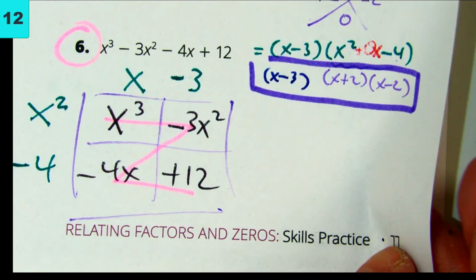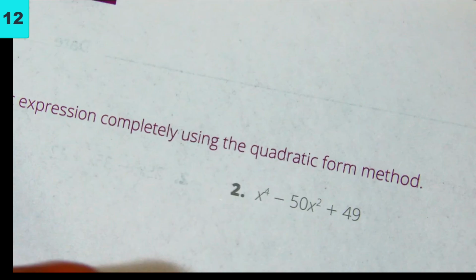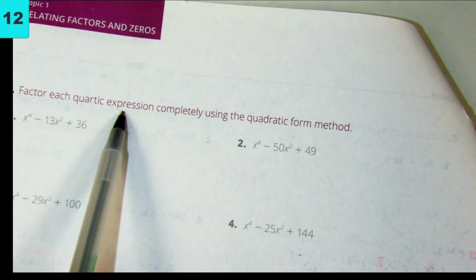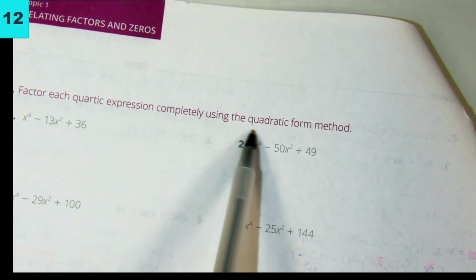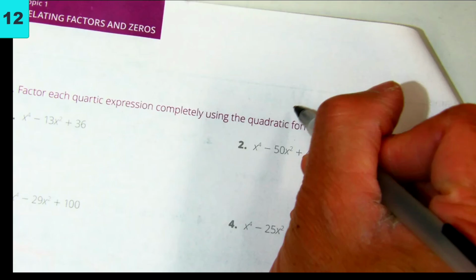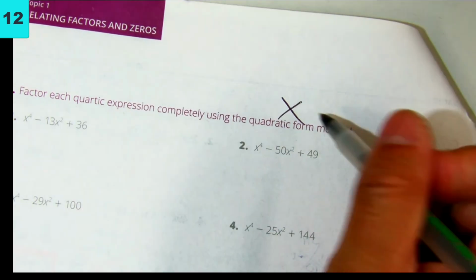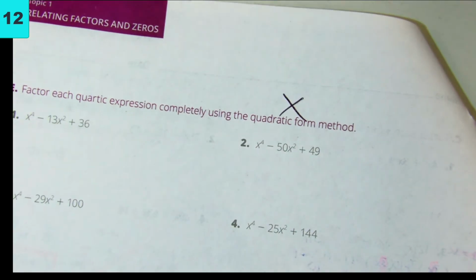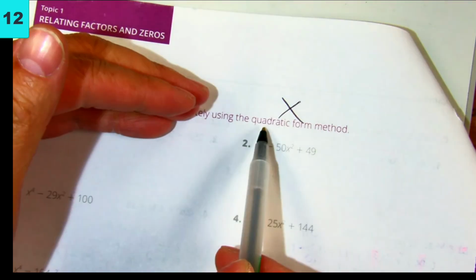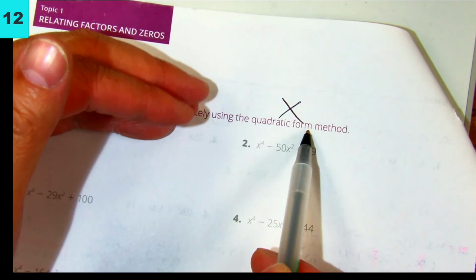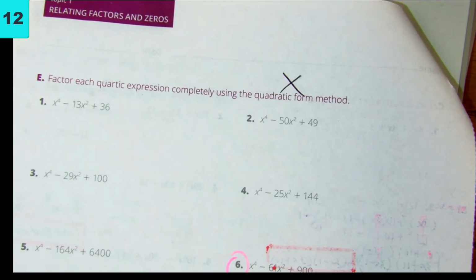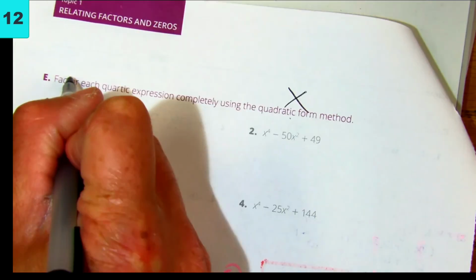Alright, let's turn to E6. E6 says factor, let me zoom out, factor each quartic expression completely using the quadratic form method. Okay, number one, this is not the quadratic formula. I saw multiple students in classes trying to use the quadratic formula. It doesn't say use the quadratic formula. This says form. Essentially what that is just using your chunking method. Now, if you look at the first verb, it just tells you to factor.